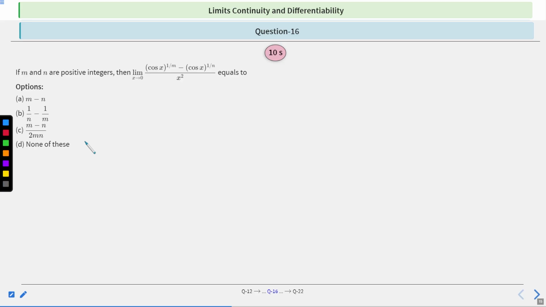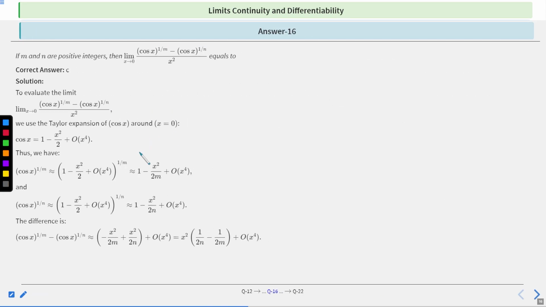Let's move to the next question, question number 16, which says if m and n are positive integers, then limit x tending to 0 of (cos x to the power 1 by m minus cos x to the power 1 by n) upon x square equals to. So you have 10 seconds to solve this question. After 10 seconds, we will discuss the solution. Okay, let's move to the solution part.